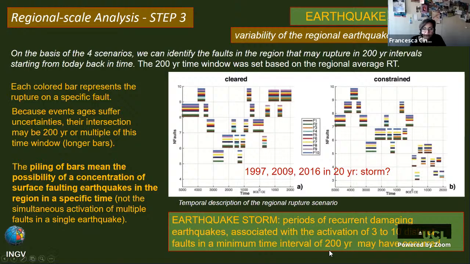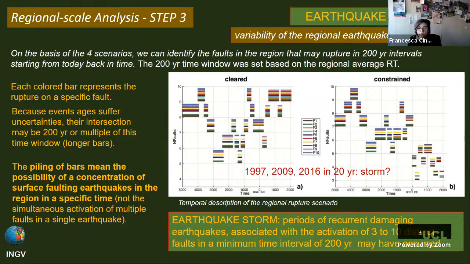So in the figure, that is the temporal description of one of the regional rupture scenarios, each colored bar represents the rupture on a specific fault. And because event ages suffer uncertainties, their intersection with the 200-year window or multiples of these time windows gives us longer bars. The piling of bars means the possibility of a concentration of surface faulting earthquakes in the region in a specific time. This is what we call a storm, and not the simultaneous activation of multiple faults in a single earthquake. So earthquake storms are periods of recurrent damaging earthquakes.